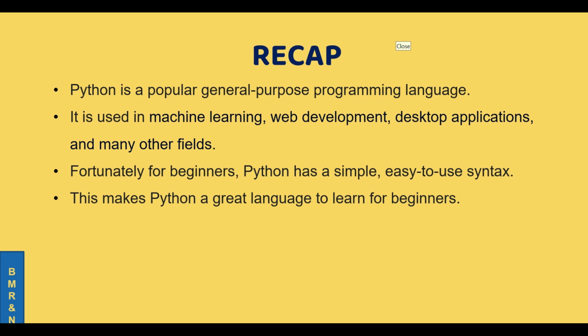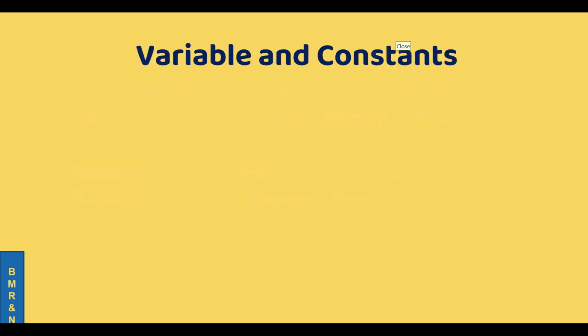Python is a popular general purpose programming language. It is used in machine learning, web development, desktop applications, and many other fields. Fortunately for beginners, Python has a simple, easy to use syntax. So anyone who is new to programming can learn Python easily. This makes Python a great language for beginners. Why? Because it has a very simple syntax, and even if you are a beginner and don't know about programming at all, even from the very first lesson, you can feel confident that you can do programming. It's very easy to learn.